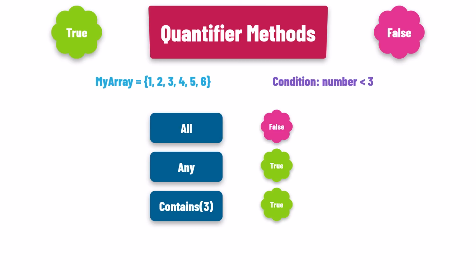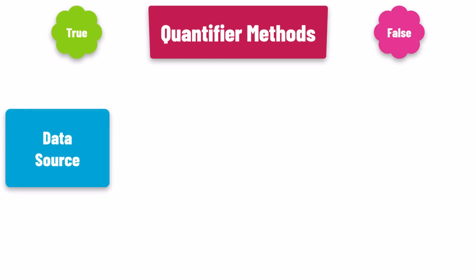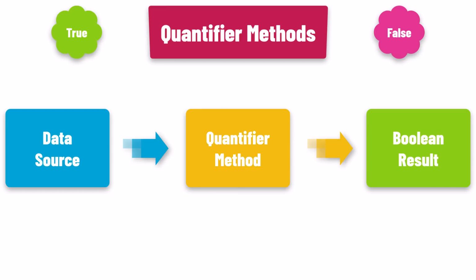This is how to use the methods in general. In summary, we have a data source consisting of different elements. We set a quantifier method to check a given condition. As result, we get a Boolean result, true or false. This is what quantifier methods mean.